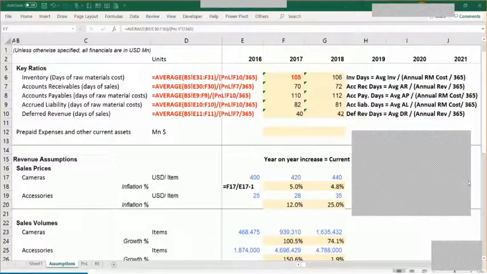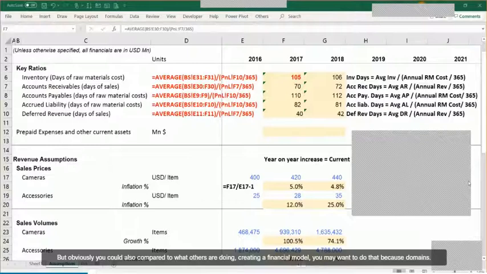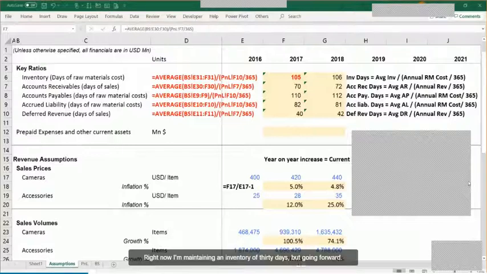But obviously, you could also compare it to what others are doing. In case you're creating a financial model, you may want to do that, because you may see that right now I'm maintaining an inventory of 30 days, but going forward, I would like to maintain an inventory of 45 days. You can make that change.